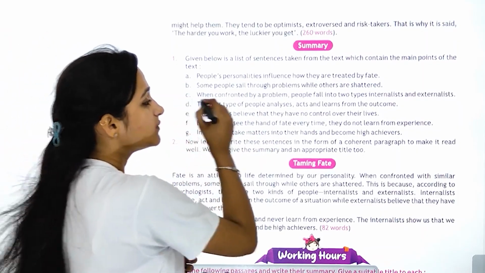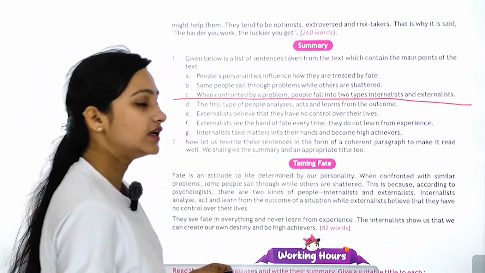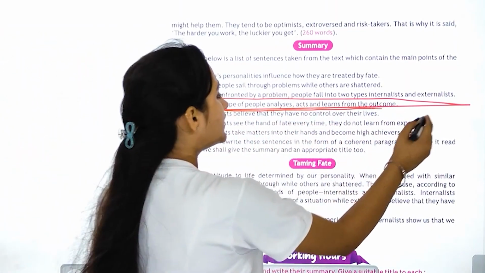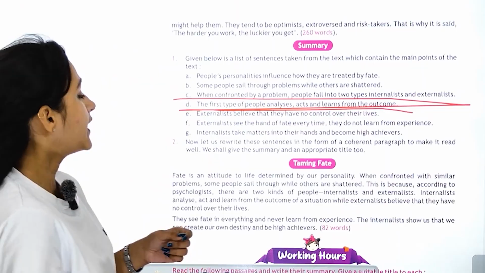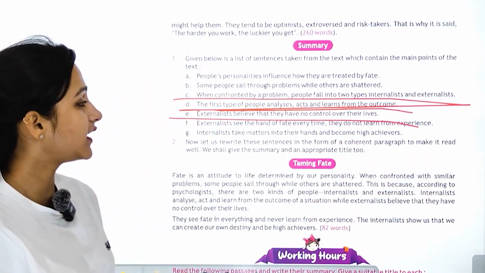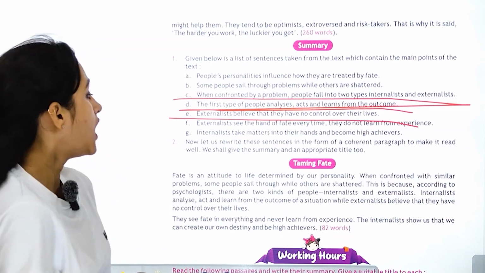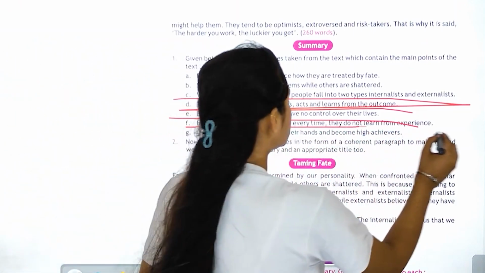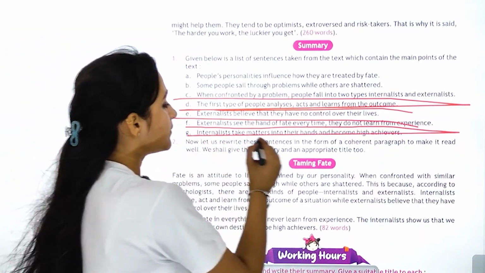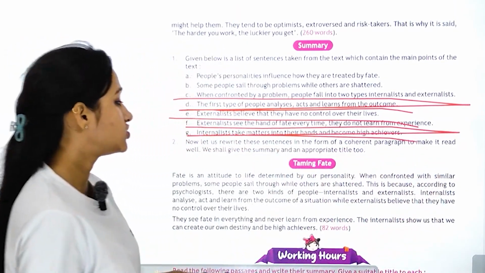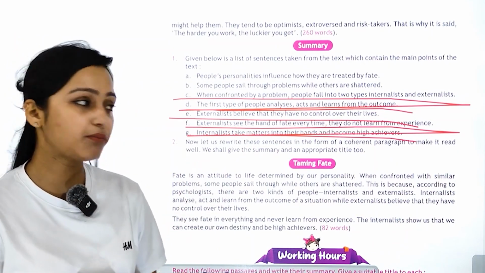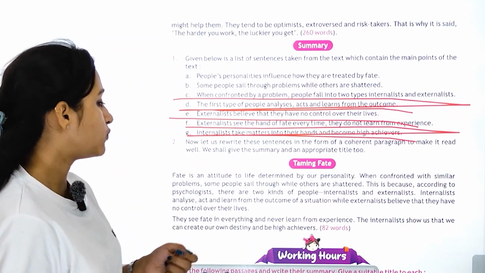Some people sail through problems while others are shattered. When confronted by problems, people fall into two types of internalists and externalists. So the first type of people analyze and learn from the outcome. Externalist people they have no control over their lives. Externalists see the hand of fate every time. They do not learn from experience. Internalists take matters into their hands and become high achievers. Now let us write these sentences in the form of coherent paragraph to make it read well.